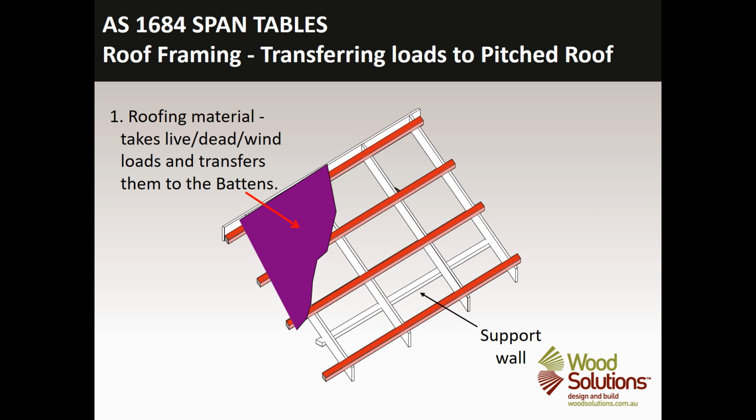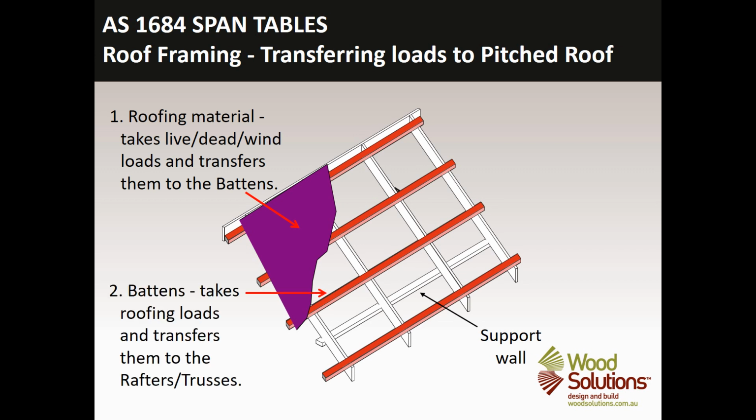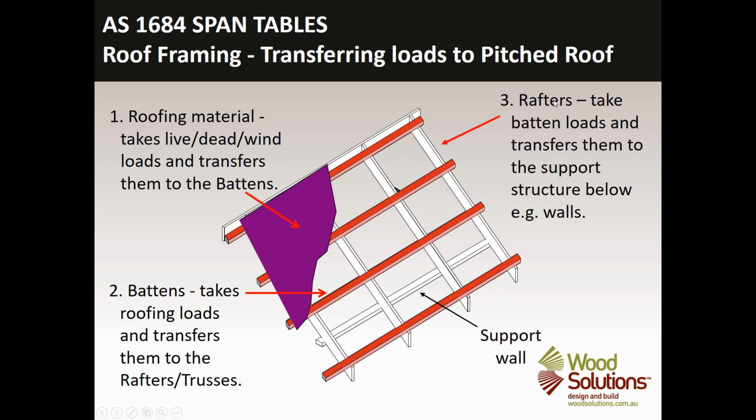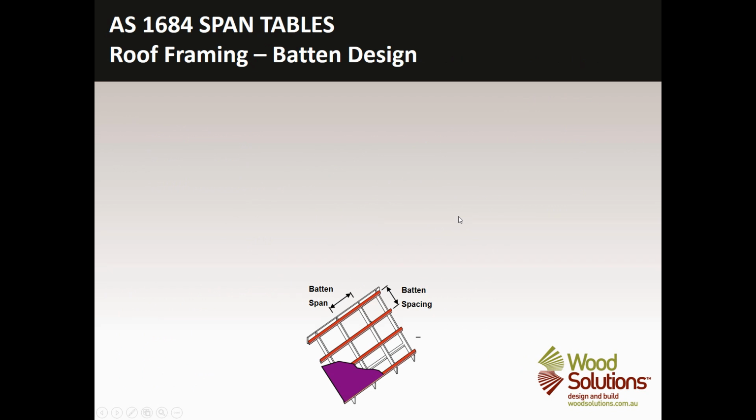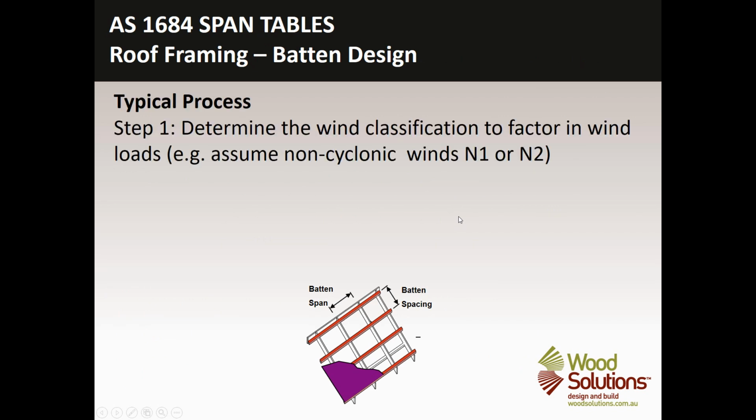Transferring the loads. Roofing material takes live, dead and wind loads and transfers them to the battens. Battens take roof loads and transfer them to the rafters or the trusses. Rafters take batten loads and transfer them to the support structure below, so to the walls. Process, step 1, determine the wind classification to factor in wind loads. So assume non-cyclonic winds N1 or N2.